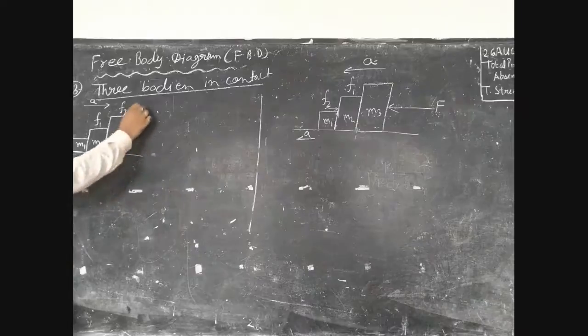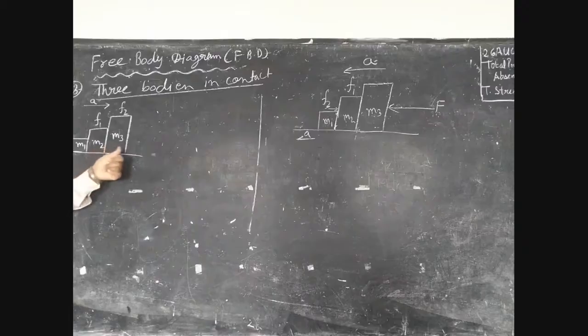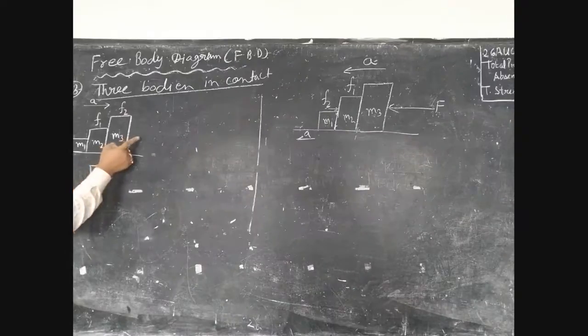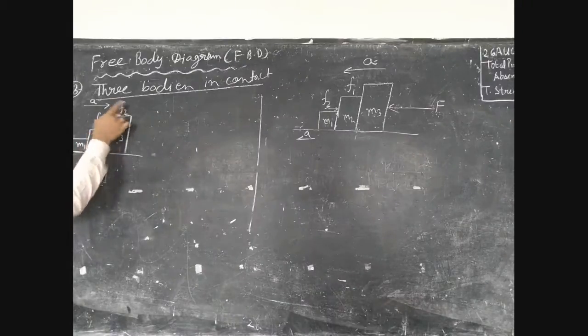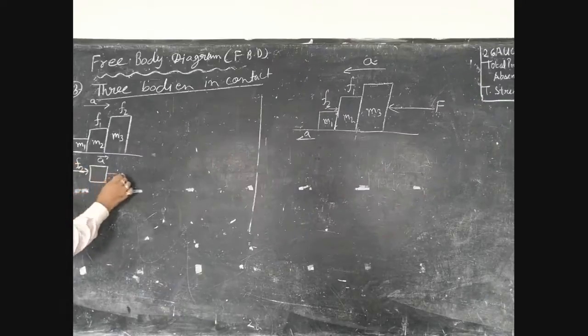For solving it, we make the separate diagram. Again, we start solving the question from the free end. What is the free end? M3. So first M3. M3 is going this way, by which force? By this F2. How much acceleration will this give? So the answer is A, and it will be moving here. This is M3.